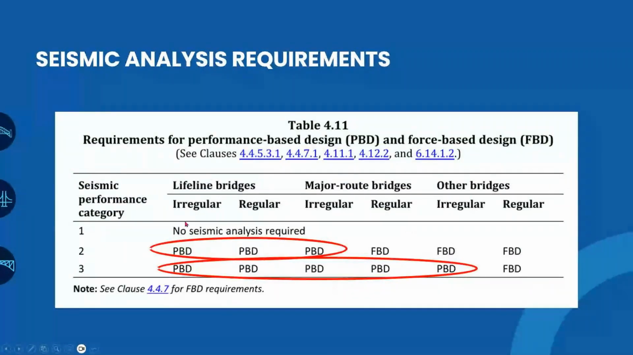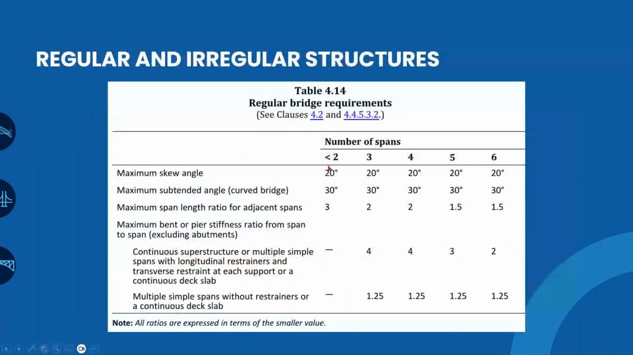So based on the seismic performance category, let's say we have a performance category of 3 and a major route bridge. In that case the code insists that we evaluate the structure under the performance based design approach. The regular or irregular structure classification is also done here. It actually depends upon the maximum skew angle or the subtended angle at the region.